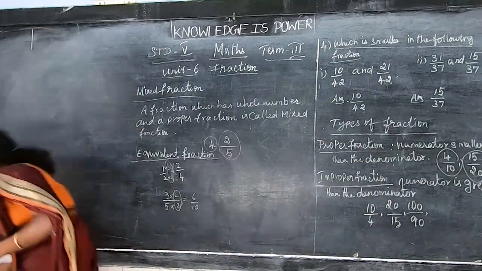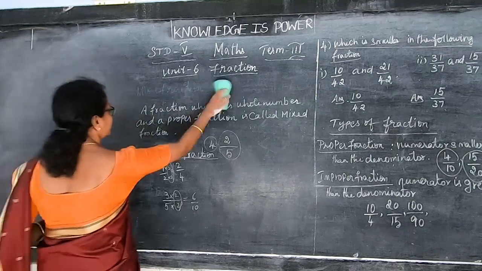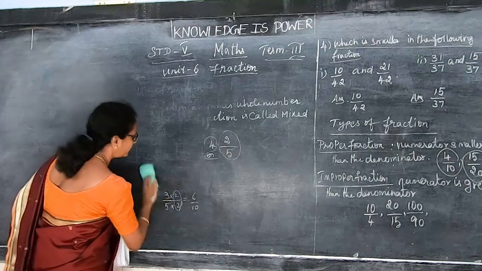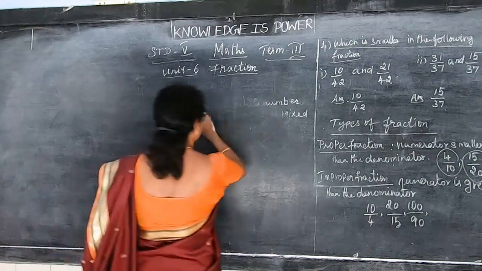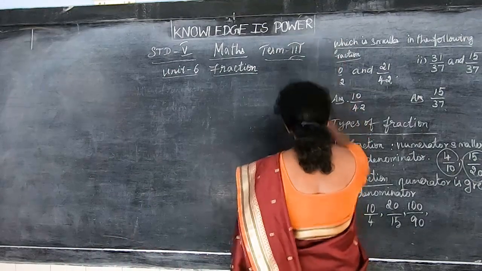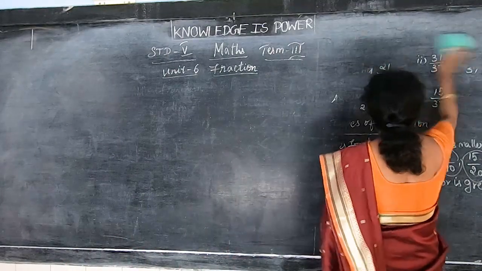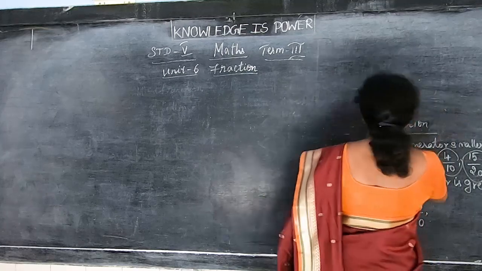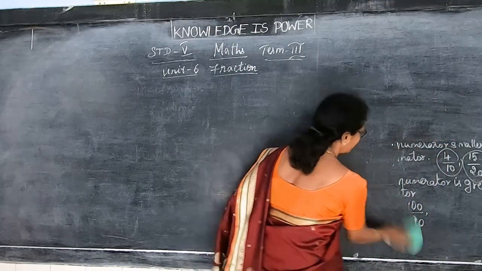Okay, these are the fractions we are going to see now. Proper fraction, improper fraction, mixed fraction and the equivalent fractions. This only we are going to see in these exercises one by one. So take a notebook and note this down, children.